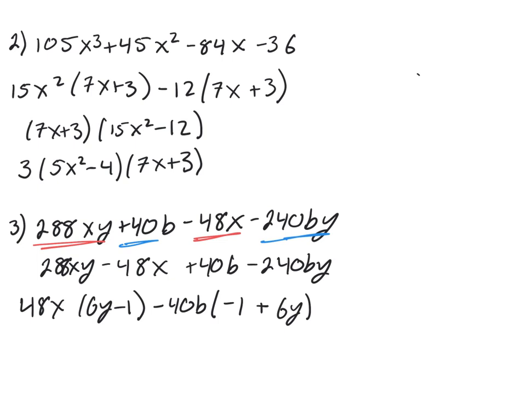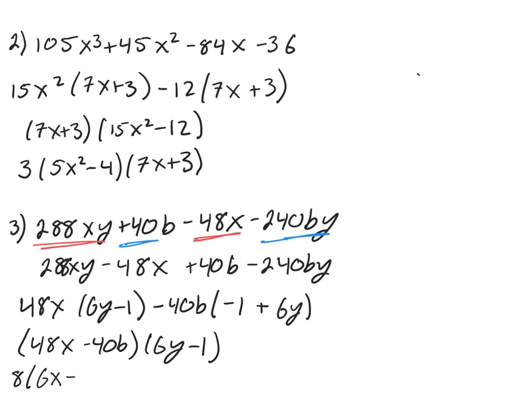So when we rewrite this, we have 48x minus 40b times 6y minus 1. Now I still want to look for any greatest common factors, and that first binomial has a GCF of 8, so I'm going to factor that out. We will be left with 6x minus 5b times 6y minus 1. So make sure you're looking for those GCFs. That's really the big thing there.